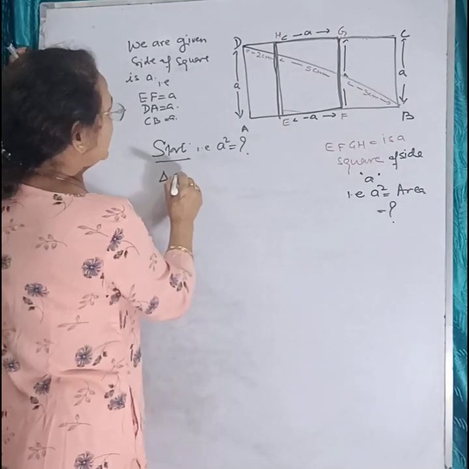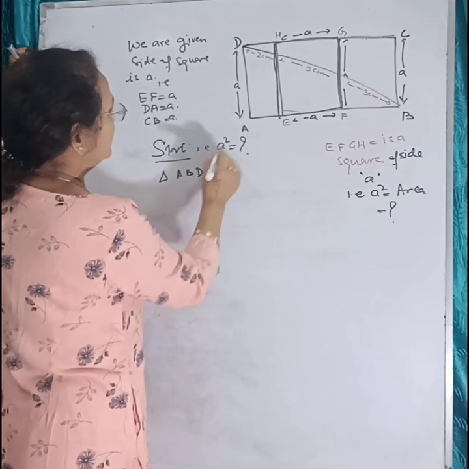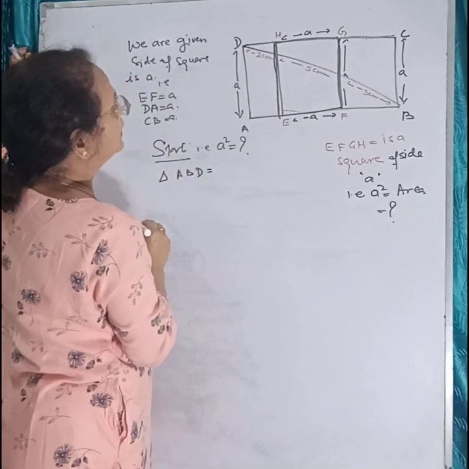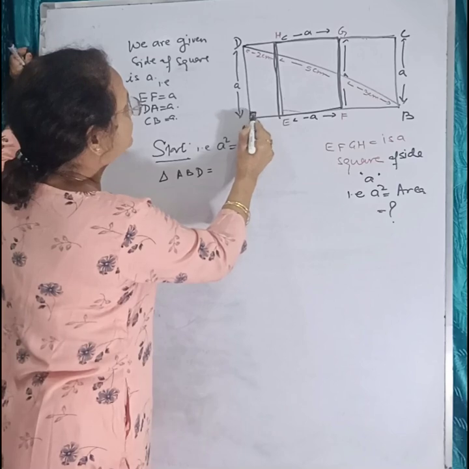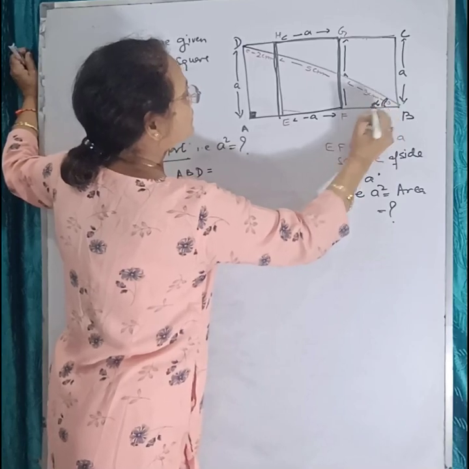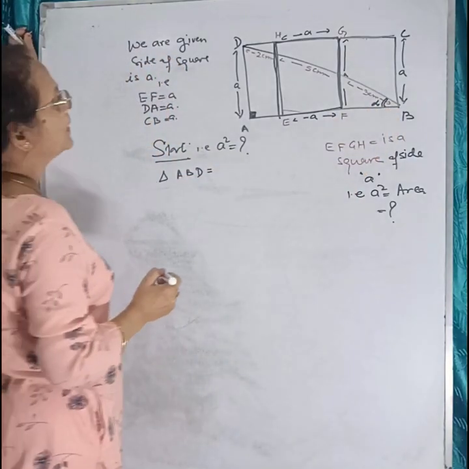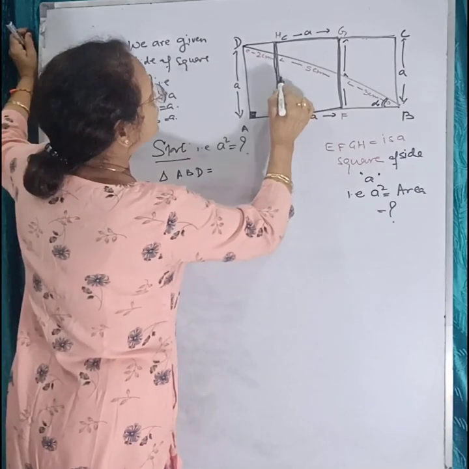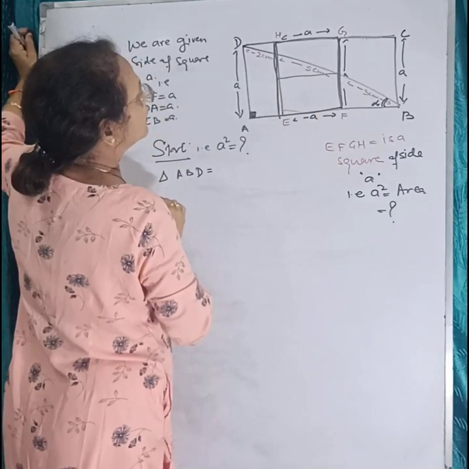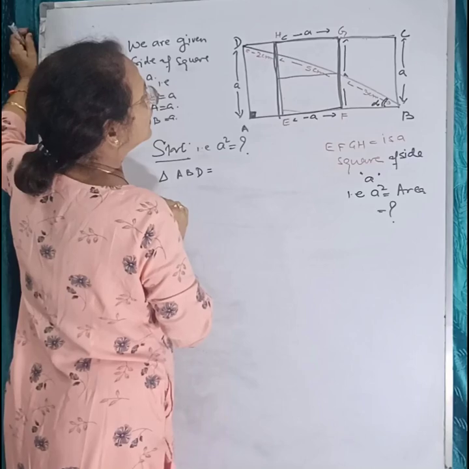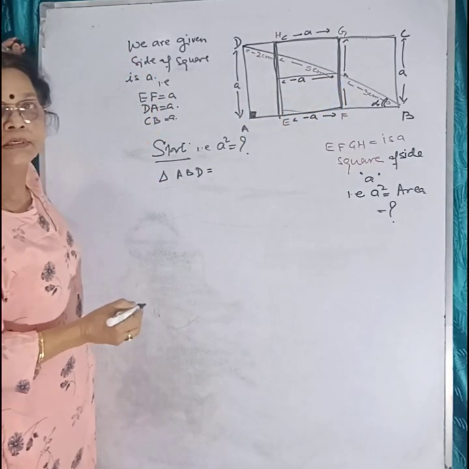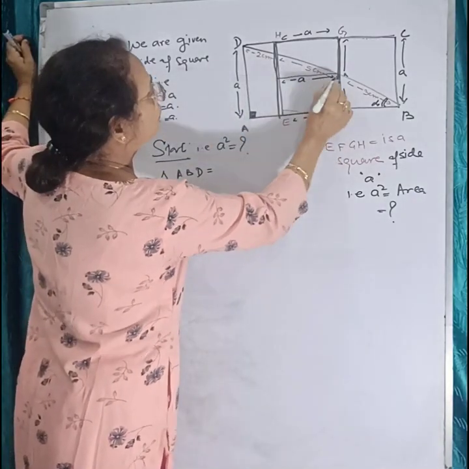A कैसे निकालें? लेट टेक द ट्राइंगल ABD. And this is the right angle triangle. Let's suppose this is alpha. Okay. Now please draw this line from here. This will also be of A. Correct? Because it is the base equal to this.